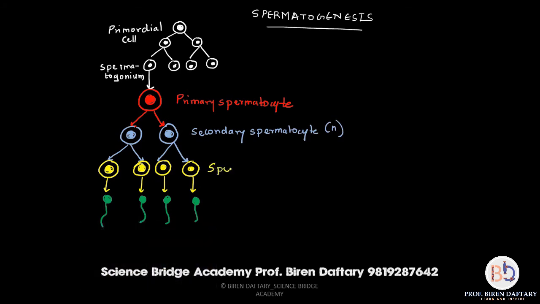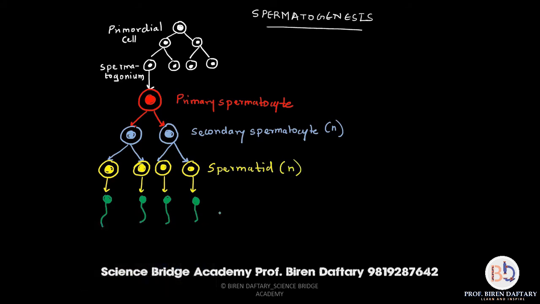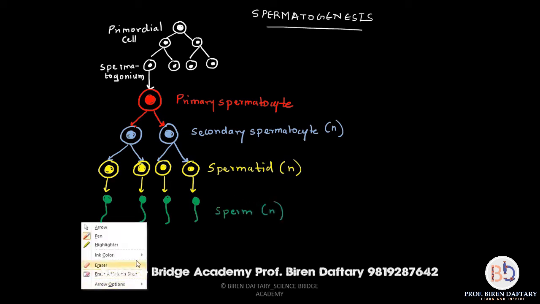Secondary spermatocyte gives rise, by meiosis 2, to spermatids. Again, each spermatid is haploid. All right, and finally each spermatid undergoes growth and changes and many differences to form a fully grown male gamete called the sperm, which is again haploid, having 23 chromosomes each.